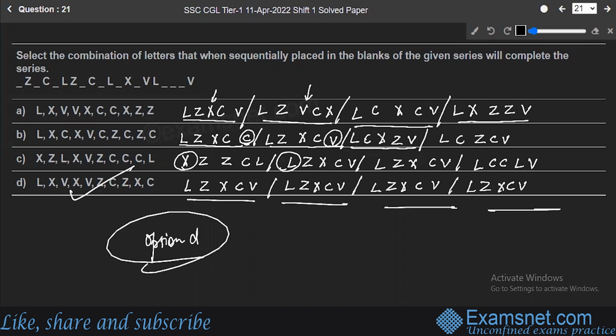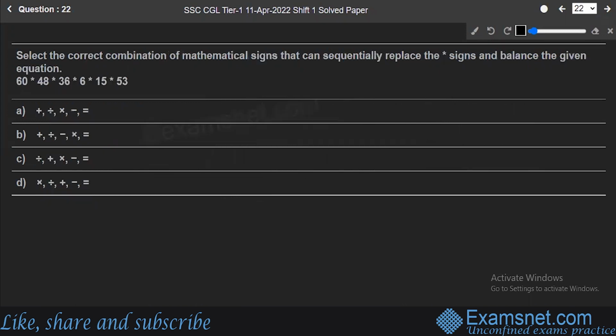I hope this question is clear to you. Next is question number 22. Select the correct combination of mathematical signs that can sequentially replace the asterisk sign and balance the given equation. So this is the given expression over here, and you have to find out in place of these asterisk signs which of these options A, B, C, D should be filled in to satisfy the equation.